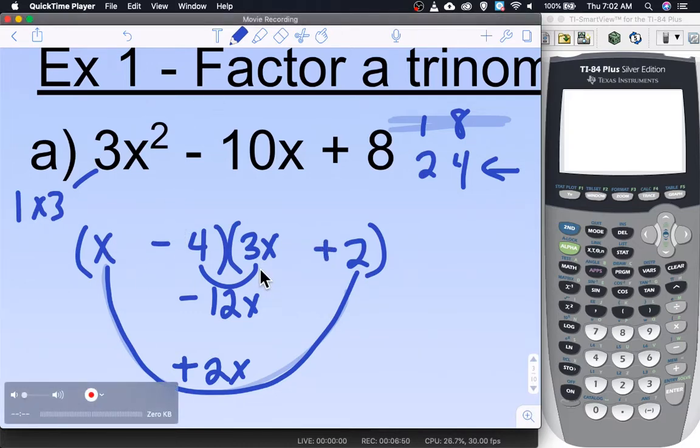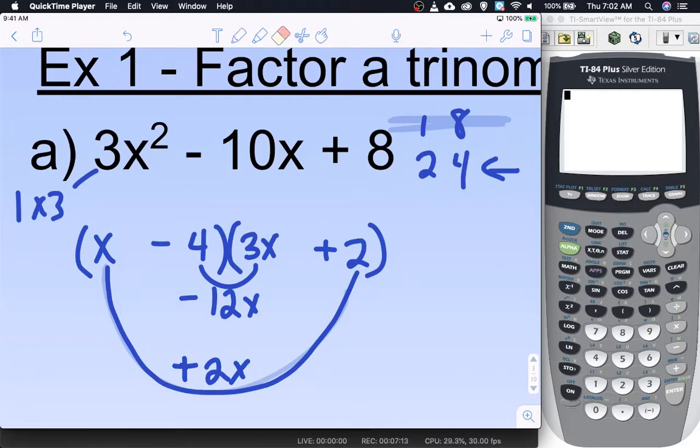So maybe my first x times 3x is 3x squared. My middles look good. That would look good. My lasts, negative 4 times 2. Uh-oh. This sign right here is wrong. I have a negative 4 times positive 2 would be a negative 8. This was not the right thing. Okay. Well, I'm glad we worked through it. We saw that didn't work.